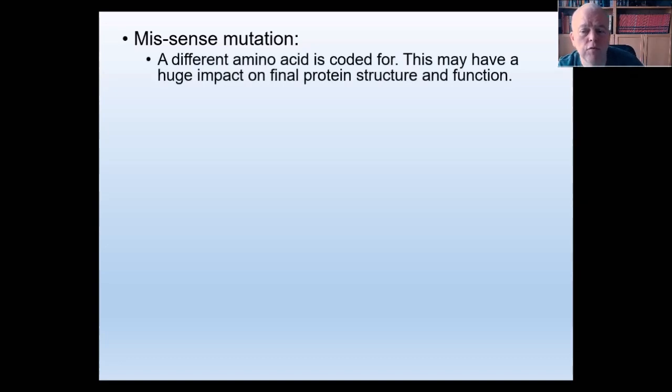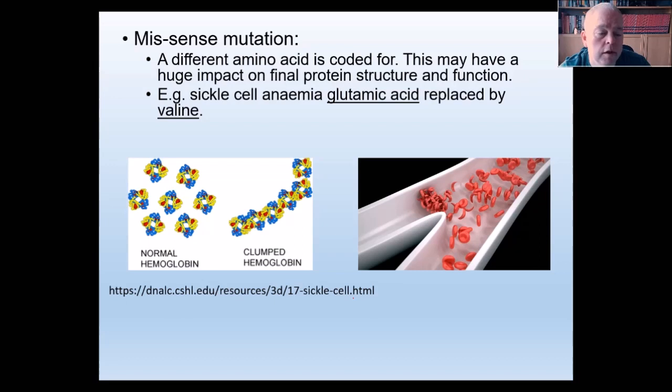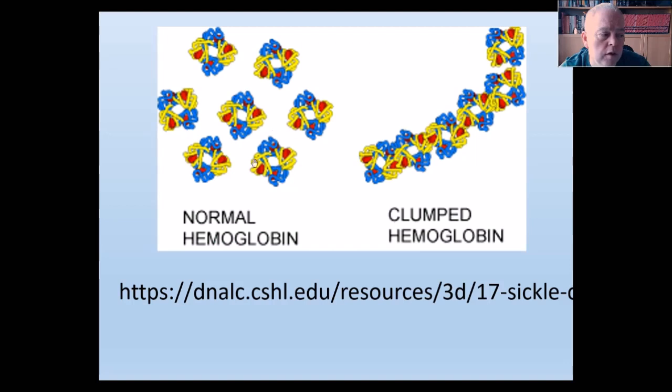In this case, the example we're going to go for is glutamic acid being replaced by valine in the condition sickle cell anemia. Sickle cell anemia is a disease of the blood, a genetic disorder that leads to our hemoglobin changing its shape. Normally hemoglobin has our quaternary structure, but let's zoom in and have a quick look. You can see normal hemoglobin is this kind of structure. However, with this mutation, you can lead to clumped hemoglobin, where it's forming kind of rod-like structures.